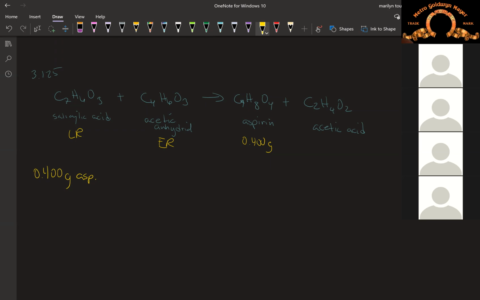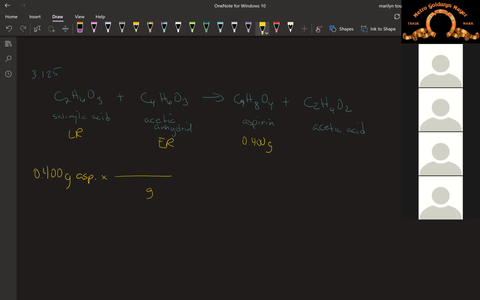You take the 0.400 grams of aspirin and you calculate to see how many grams of salicylic acid you get. That's it. There's only one choice. You only have one number. And the question is very direct. How much salicylic acid do you need to get to 0.4 grams? So we're basically just going backwards. So I would take the 0.4 grams of aspirin and take it to what unit of salicylic acid? Grams of salicylic acid. Exactly. So that's all I'm doing.